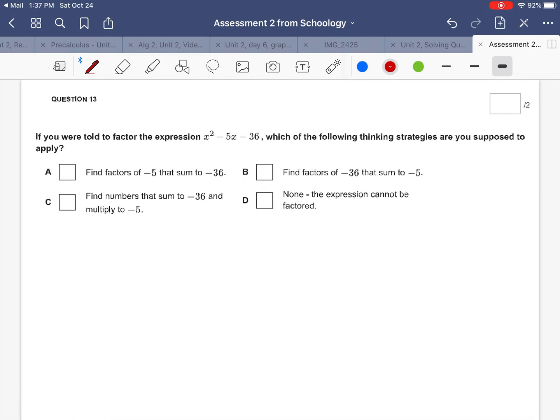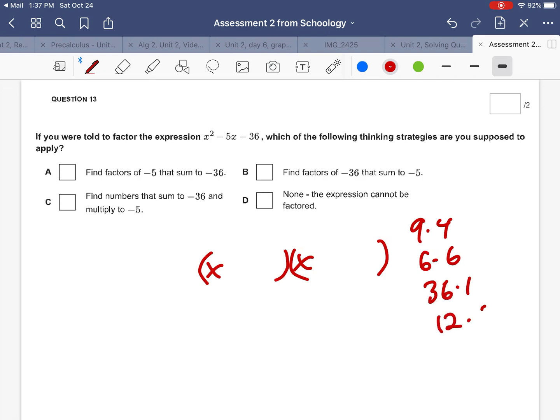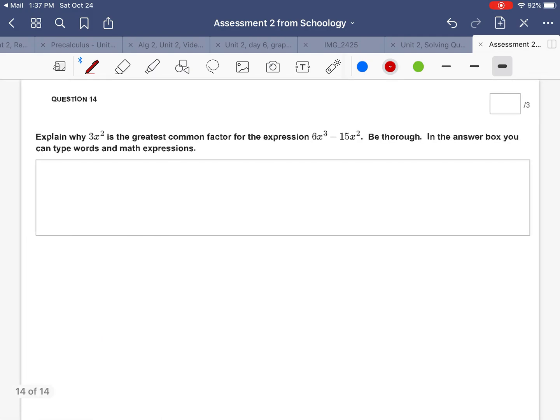All right, so if you were told to factor this expression, let's go ahead and do it. So if I factor this, I break up the x's, I would want to know what multiplies to -36, so 9 and 4, 6 and 6, 36 and 1, let's see, there's also 12 and 3. I have to multiply to -36, and at the same time I have to get it to add up or sum to -5. So that's this one right here. So I would want a -9 and a +4. So think about that process and you'll know what answer to choose.